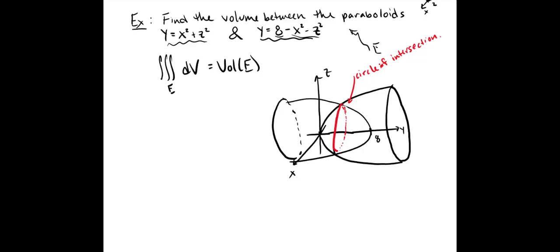So if we want to find the volume between these two things, what we really need to do is figure out if this is my shaded region E. Let's not overuse the red.